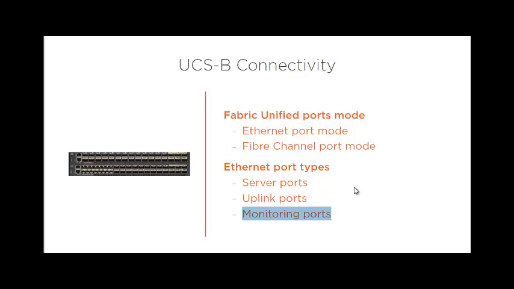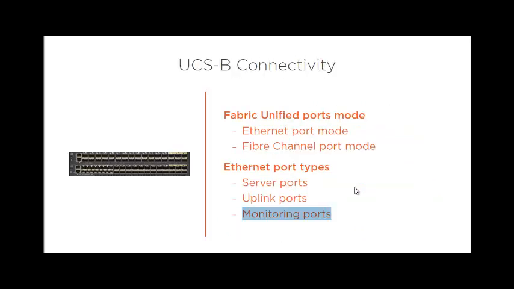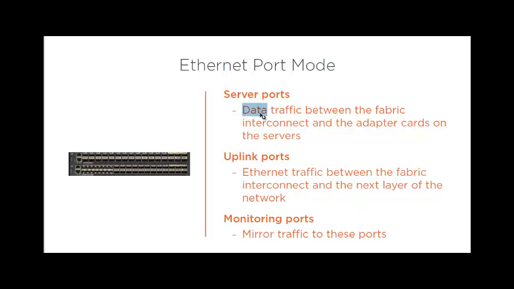Right. So, same thing, explain in detail: server port, uplink port, monitoring port. Server port, the data traffic between the fabric interconnect and the server adapter card on the server. Uplink port, the Ethernet traffic between the fabric interconnect and the next layer of the network. It may be a Nexus switch or Catalyst switch. Monitoring port, mirror the traffic to these ports. SPAN ports.